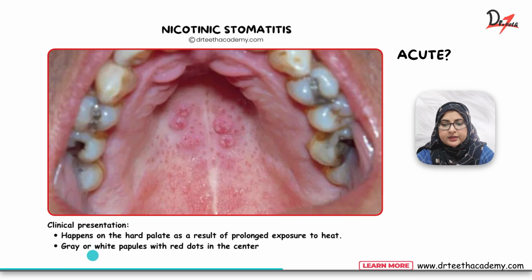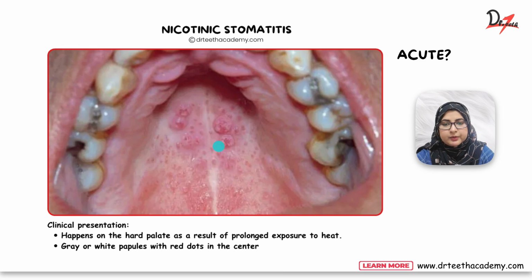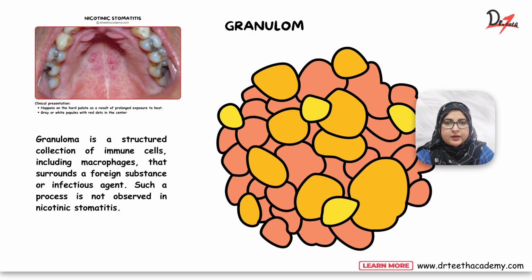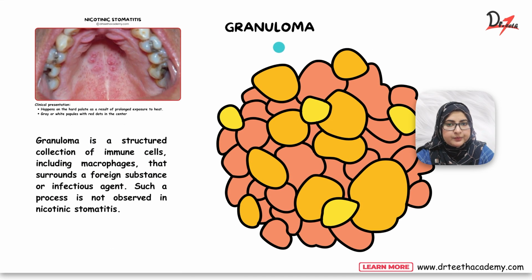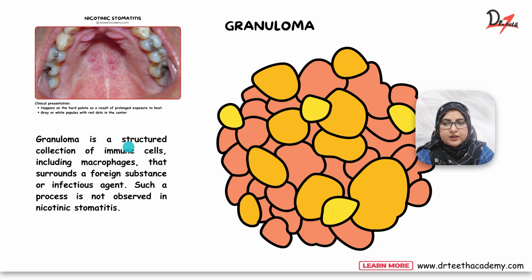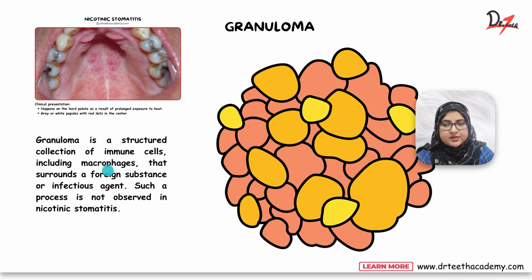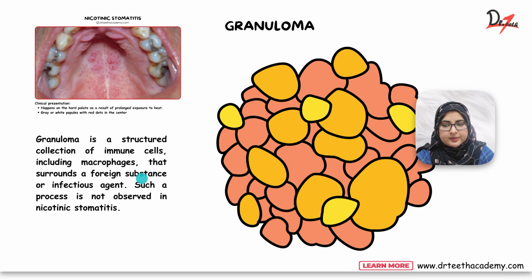The second point is that it presents as gray or white papules with red dots in the center. You can see we have white gray papules with red dots in the center. Now coming to the second option, is it a granuloma? A granuloma is a structured collection of immune cells, including macrophages, that surrounds a foreign substance or infectious agent. Such a process is not observed in nicotinic stomatitis, so this is also not the right answer.